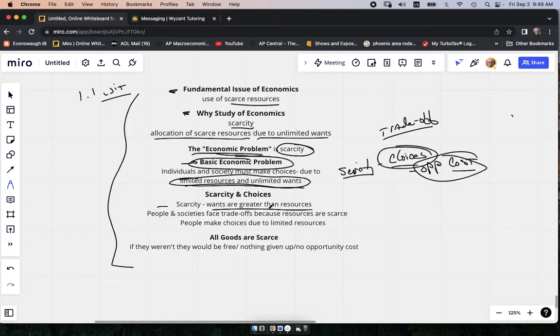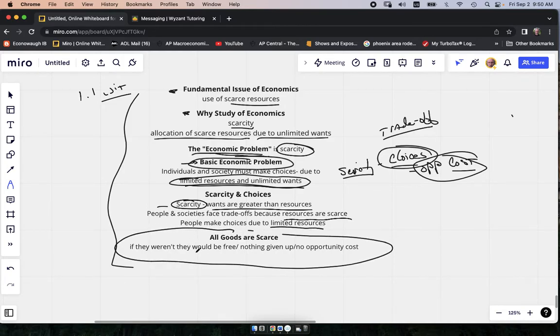Wants are greater than resources. It could just be a definitional question. People and societies face trade offs because resources are scarce. Can we see how this has been tested quite a bit? They kind of just change the language a little bit to confuse you. People make choices due to limited resources, right? All goods are considered scarce, and if they weren't, they would be free, there'd be nothing that had to be given up. In essence, there'd be no opportunity cost.